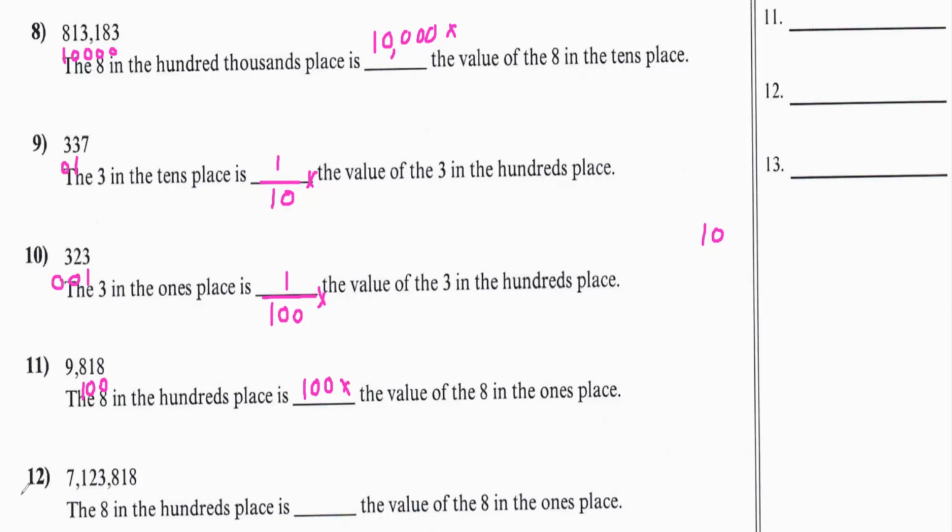Then number 12, it's an 8 in the hundreds place. This is the 8 in the hundred place, 1. And what is the value of the 8 in the ones place? There are another 2 places here, so it's 100 times. You have to write the 100 times here. And for number 11 also 100 times. Write all answers, you have to write on the answer place 100 times the value of the 8 in the ones place. Then I am making clear all of them.